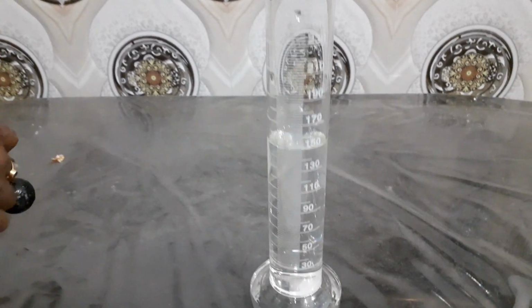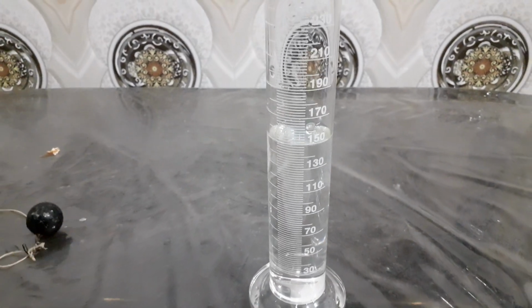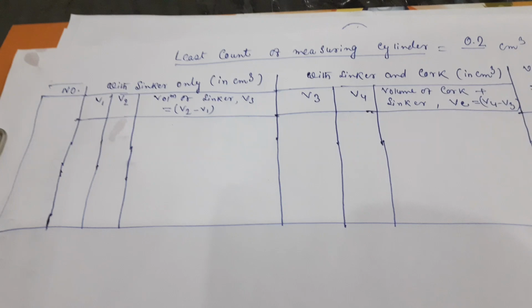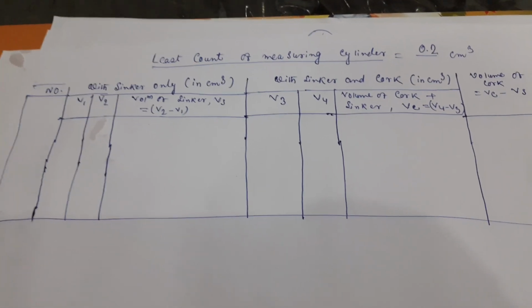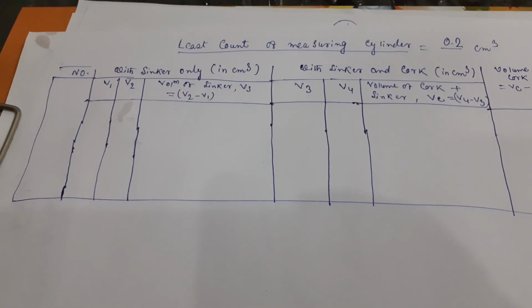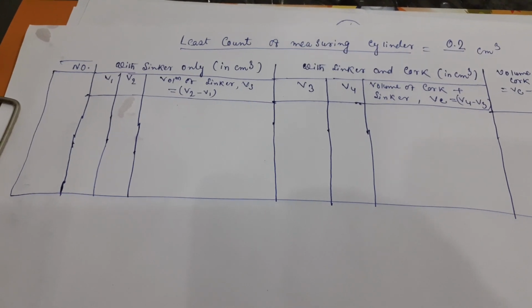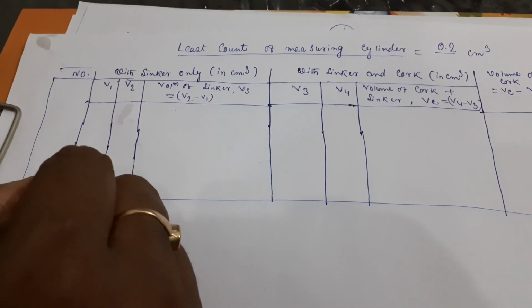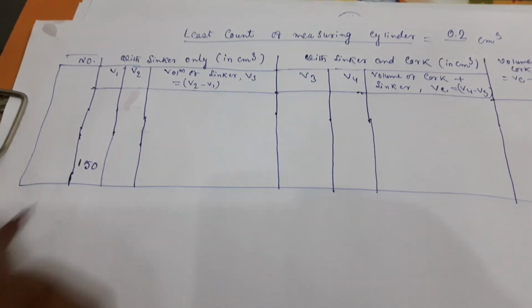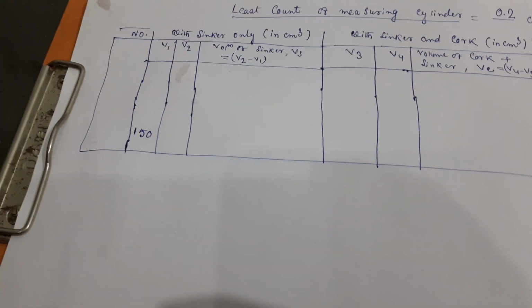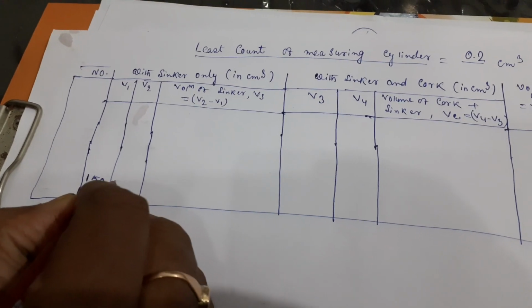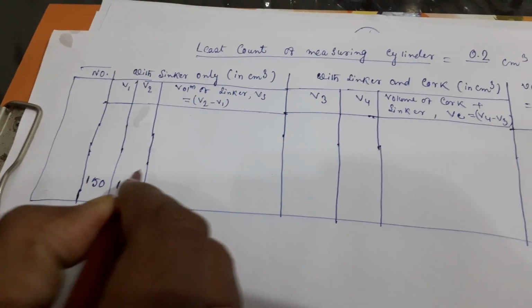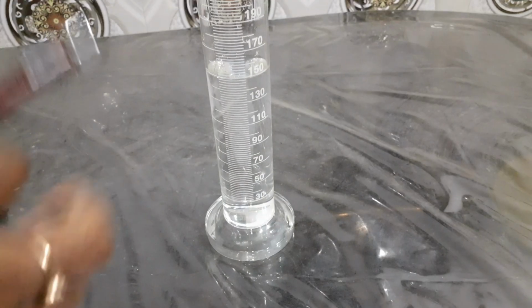So in this case, what will we write in this table? In this table, what I will write, I will just tell you. First of all, V1 and V2, this measurement we will write here. So initially it is at 150. So in place of V1 we will write 150. In place of V2 we will write 170, because when it goes in, the water rises up to 170.